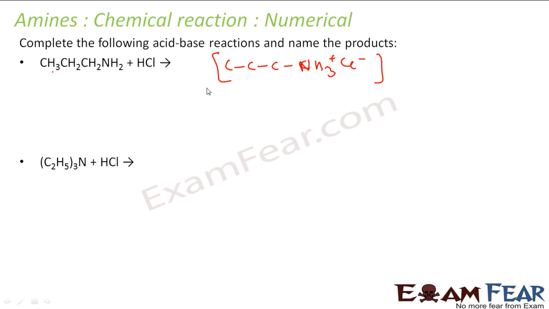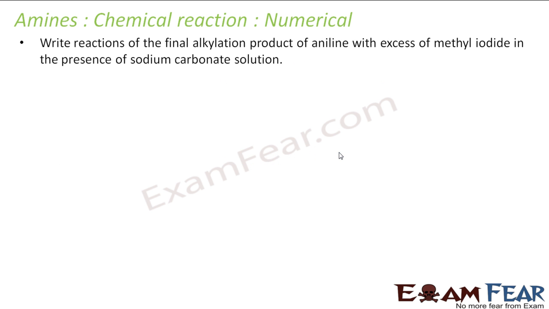You can add extra hydrogens. Here also the same thing will happen. You'll get NH+ Cl-. So C2H5 NH3+ Cl-. You'll get this salt. You have seen this reaction.